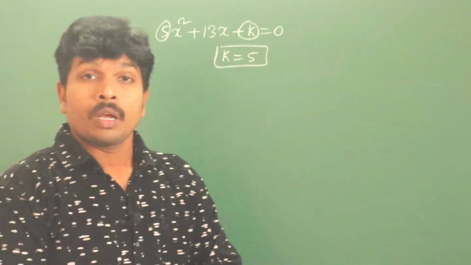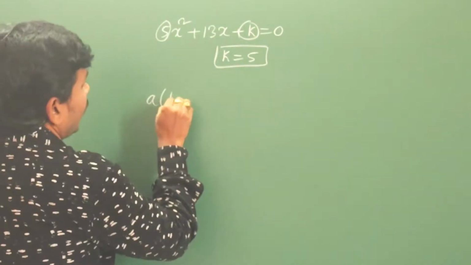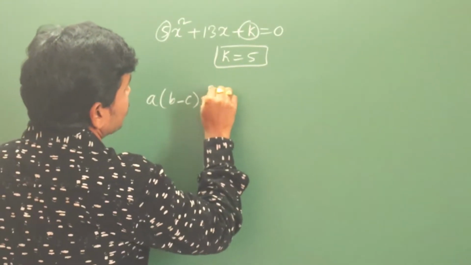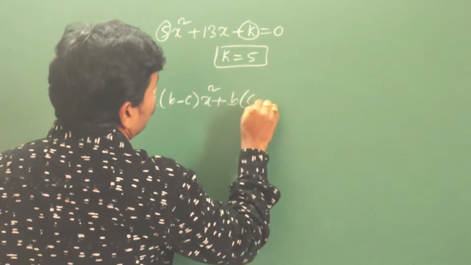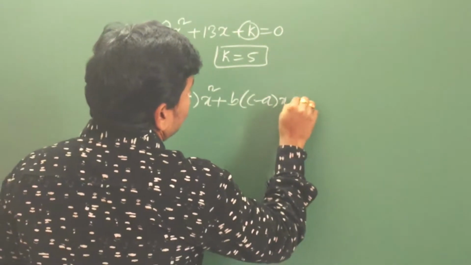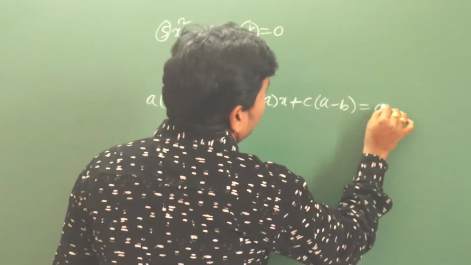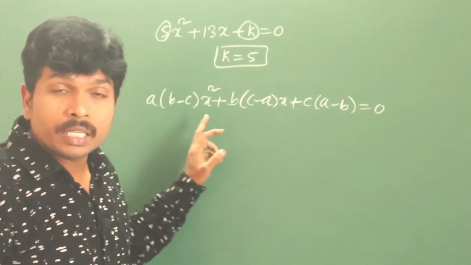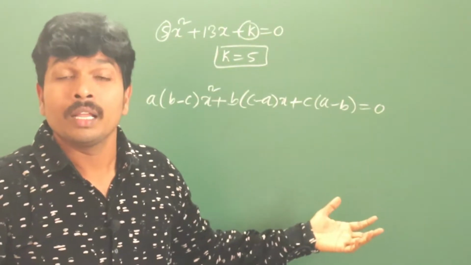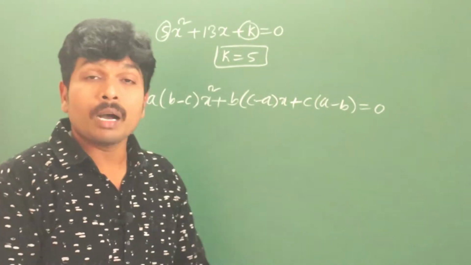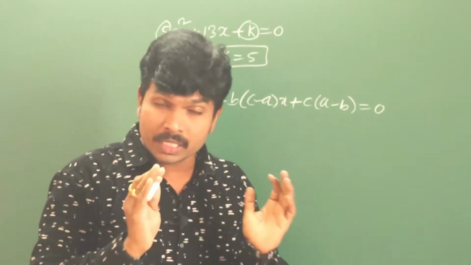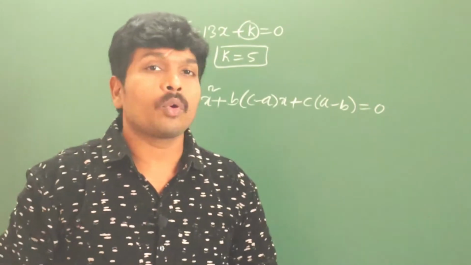Good. Now, statement 2. A into B minus C x square plus B into C minus A x plus C into A minus B is equal to 0. If this equation's roots are equal, then A, B, C are in HP. HP is nothing but a harmonic progression.